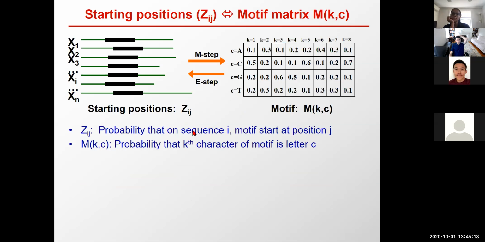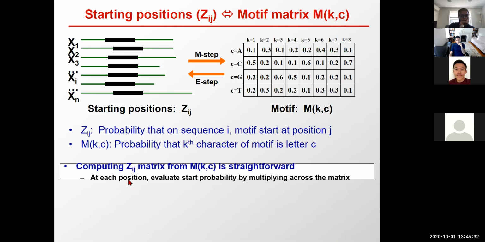Awesome. So if I now have one, I can estimate the other. If I have the other, I can estimate one. So let's see how. So if I have the starting positions, I can estimate the motif matrix. How?